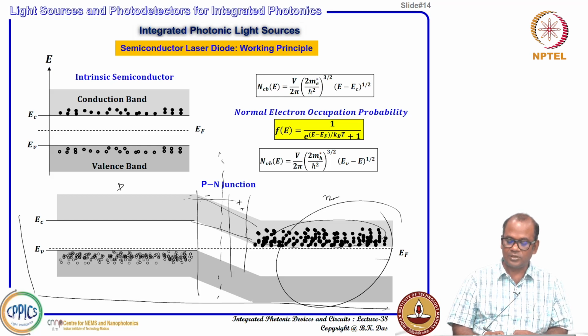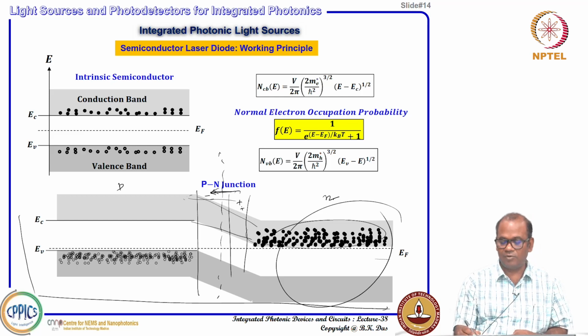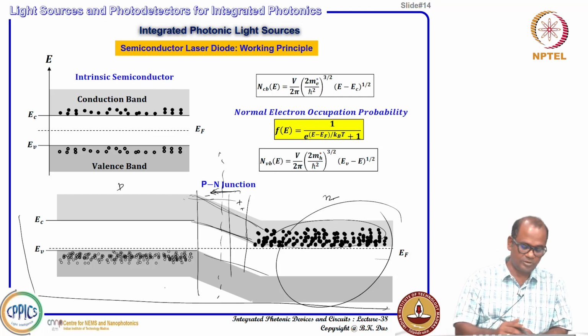So, in that case you will see some kind of electric field like this. When there is an electric field, the potential energy for the electrons will be different. So, the energy band will bend like this. In any semiconductor device book, these are known.